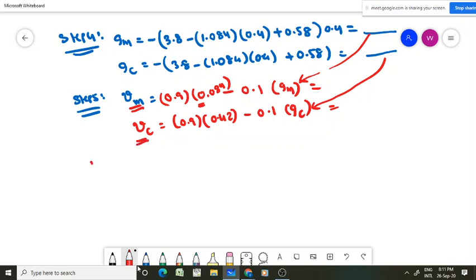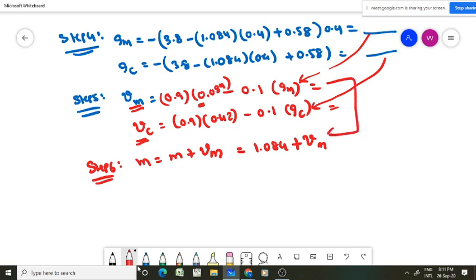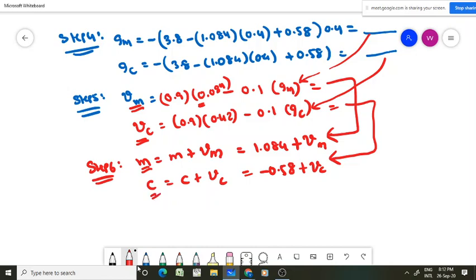Once you have calculated the Vm and Vc values, go to step 6 where you have to update the model parameter values. M equal to M plus Vm. So M value equal to 1.084 plus Vm, and this Vm value is coming from here. Similarly update the model parameter C, that C equal to C plus Vc. So the C value equal to minus 0.58 plus Vc, and this Vc value is coming from here. Like that you have to update the model parameters M and C.